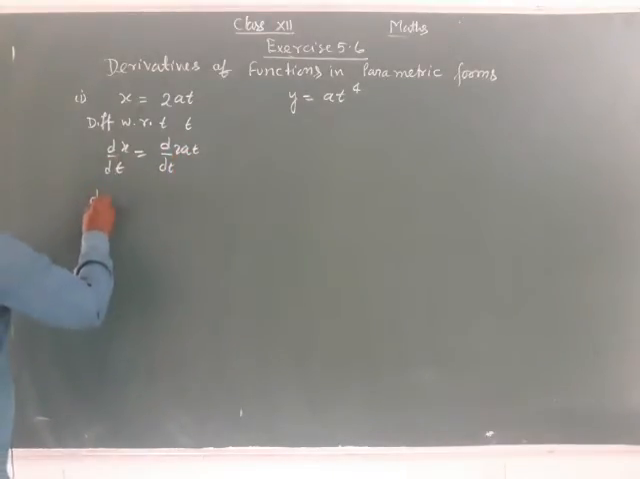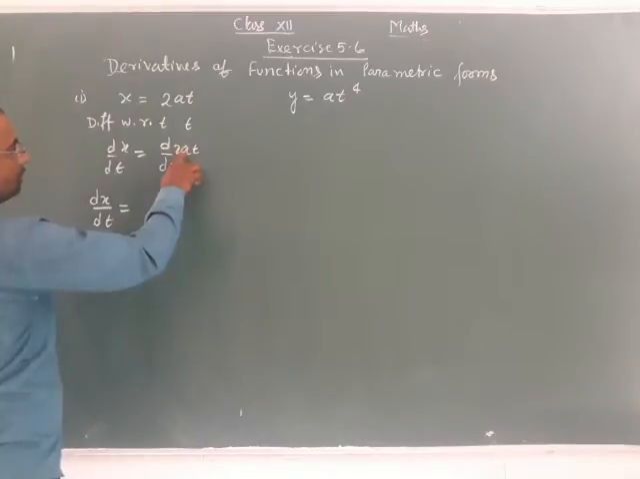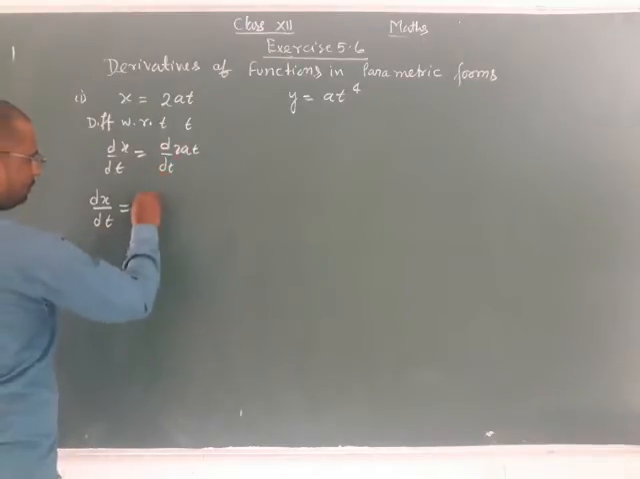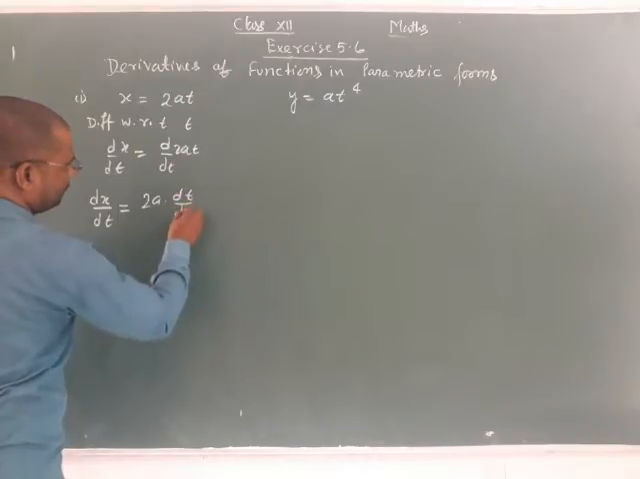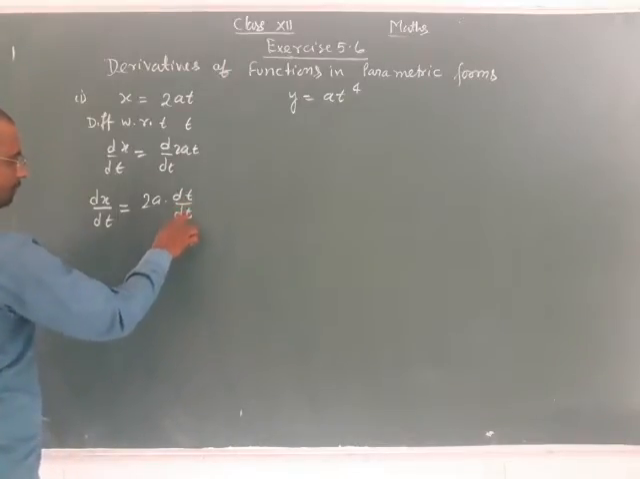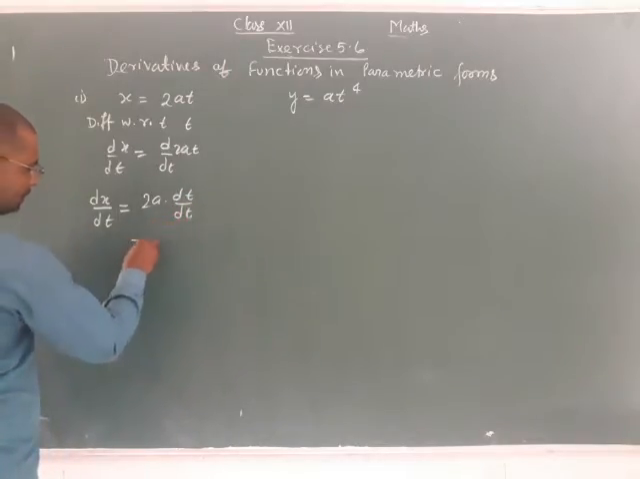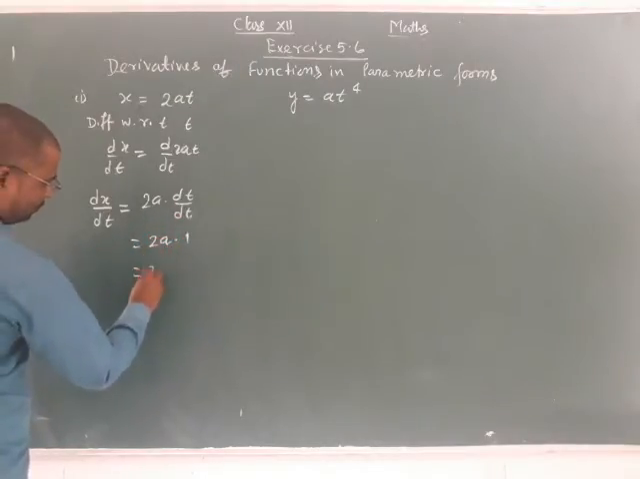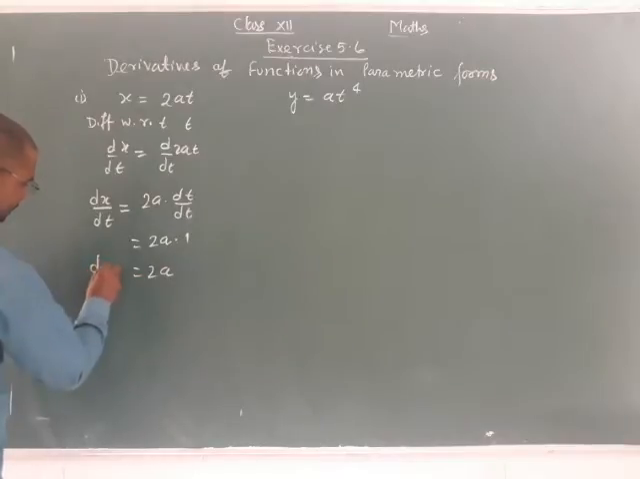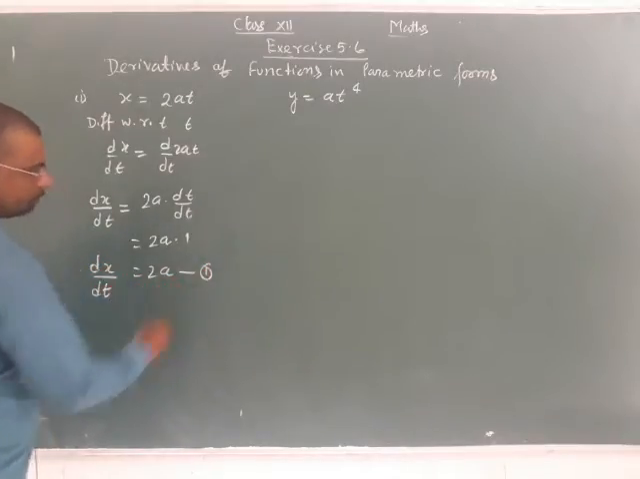So dx upon dt is equal to 2a, the constant taken common, times dt upon dt. The derivative of t with respect to t is 1, so 2a times 1. So dx upon dt is 2a. Now take the second equation.